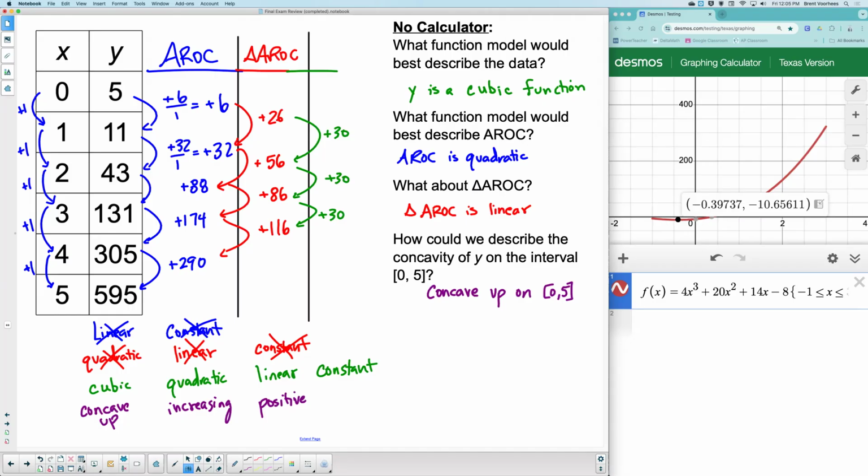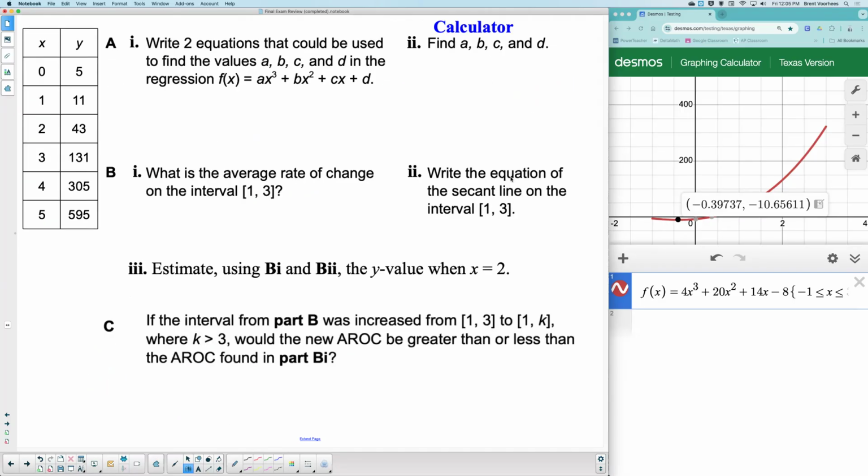So those are just as a review, some of the things you need to know how to do without a calculator. With a calculator, if you go to your next one, we're going to look with a calculator. Same data. So we already know what type of function is this. What type of function is it? Cubic. Go to your calculator.